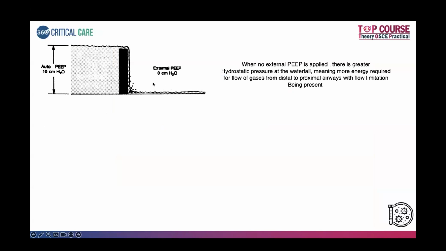So the first analogy is you have an intrinsic PEEP of 10, but the extrinsic PEEP is 0. That is similar to the previous diagram that we had seen. When no extrinsic PEEP is applied, there is greater hydrostatic pressure at the waterfall, meaning more energy is required for the flow of gases from the distal to the proximal airways, with flow limitation being present. I hope this is clear.